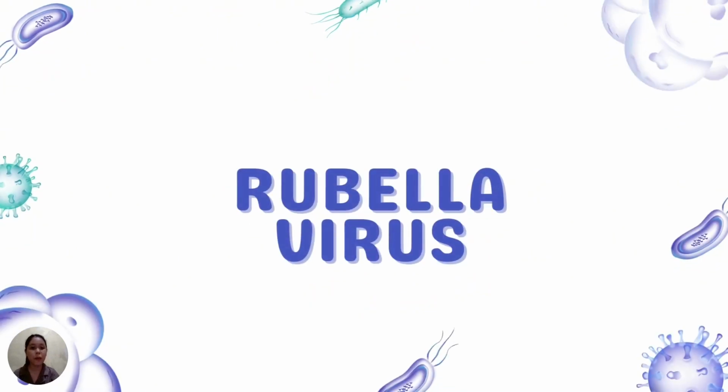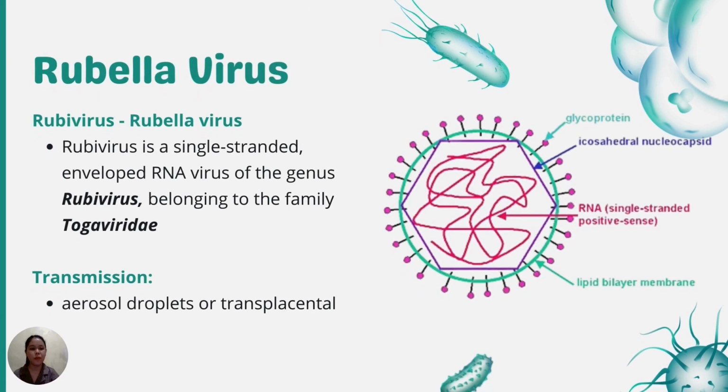First we have here is the rubella virus. What is rubella virus? Rubella virus or rubivirus is a single-stranded envelope RNA virus of the genus Rubivirus that belongs to the family Togaviridae. So here po sa picture, pinapakita lang po yung structure ng ating rubella virus, which is pinapakita po dyan na isa po siyang icosahedral nucleocapsid at meron po siyang glycoprotein and lipid bilayer. Makikita rin po dyan yung positive single-sense stranded natin na RNA. Kaya po siya kabilang dun sa RNA viruses natin.